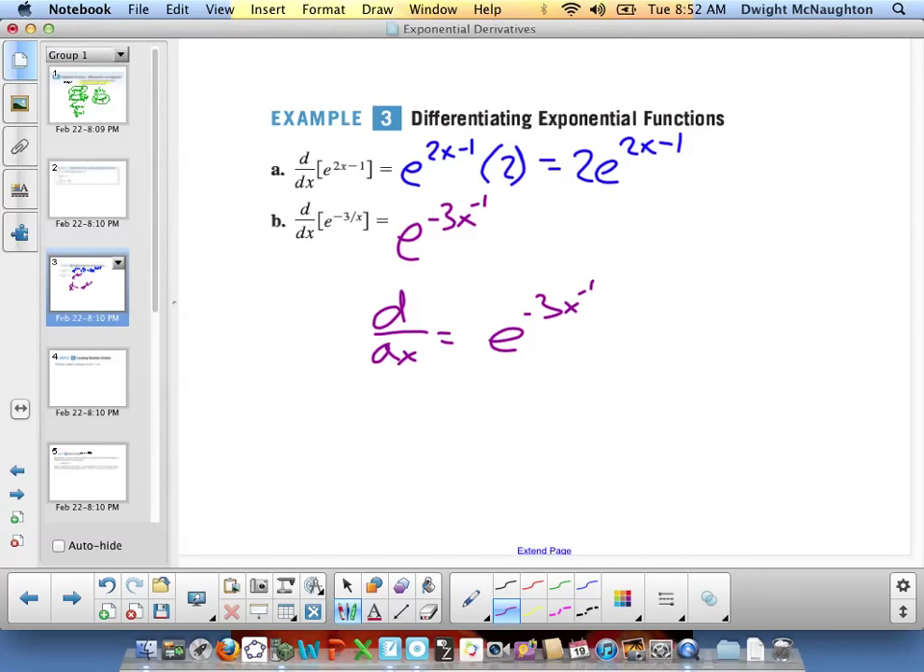Just take the function you see there, and then take the derivative of the function inside. So that will be 3x to the negative 2. And if we want to clean that up, we got 3e to the negative 3x to the negative 1 over x squared. So the derivative of e times the derivative of whatever's inside.